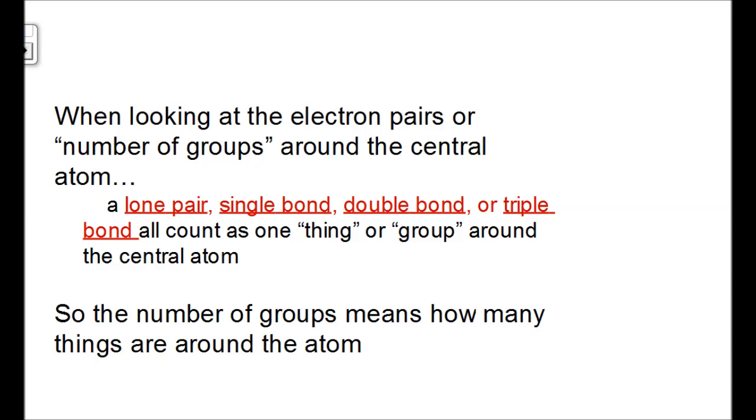When we're taking a look at the electron pairs, the thing you need to know is what you count as a group around the central atom. When you see a lone pair, which is represented as 2 dots, or a single bond, which is 1 line, a double bond, which is 2 lines, or a triple bond, which is 3 lines, they all count as the same thing. So when you see a lone pair, single bond, double bond, or triple bond, we are going to circle all of them because they all count as groups. The ones that have a bond in them are considered the bonding groups, and the lone pair is considered the lone pair group.